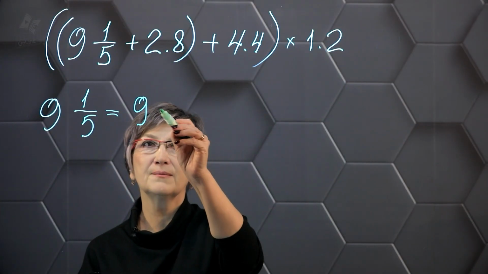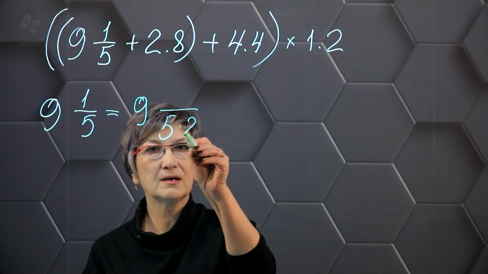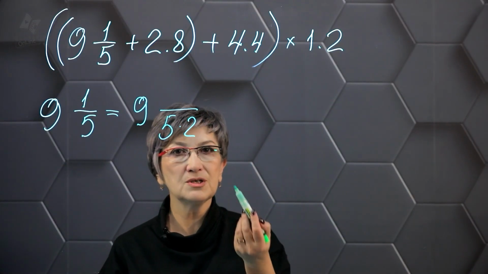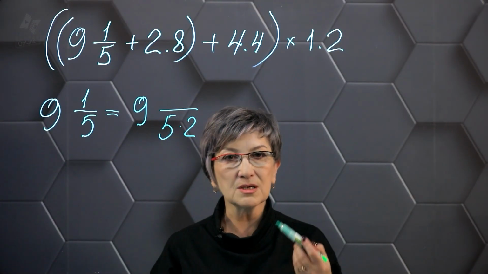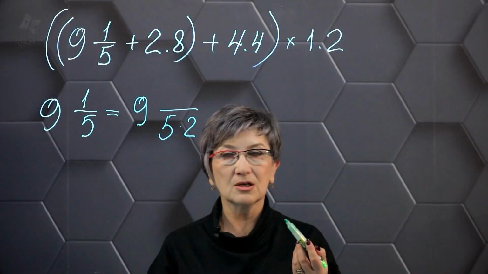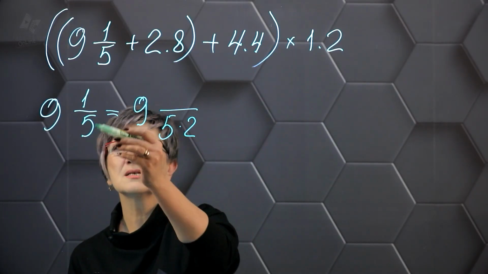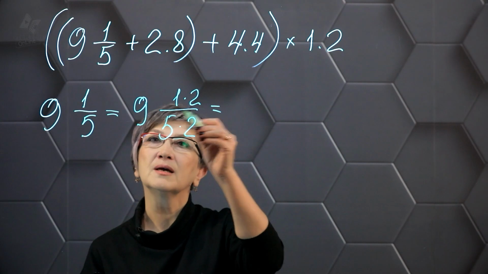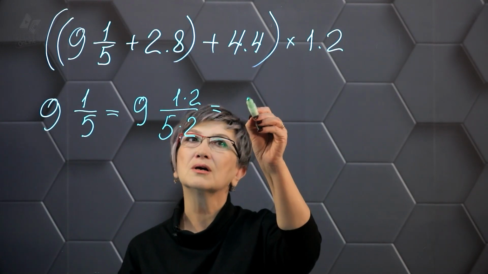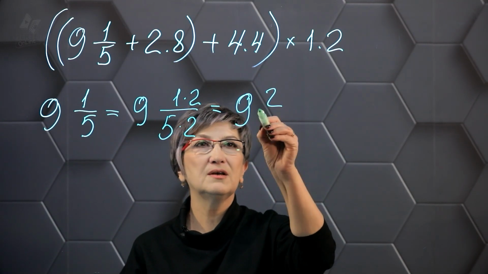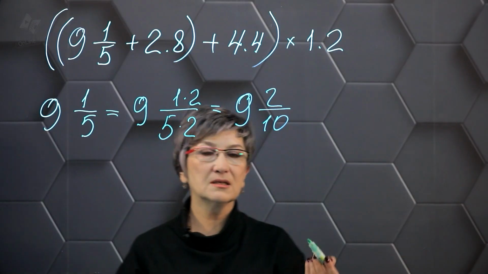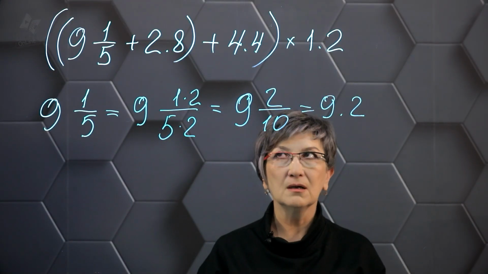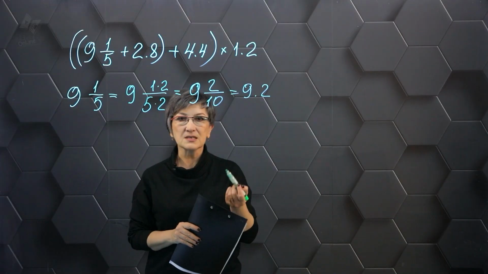If 5 times 2, then I know I've got 10 in the denominator. And then I can write it down as a decimal fraction. If I multiply the denominator by 2, then I must also multiply the numerator by 2. And then you get the following recording, 9 2/10. Now, let's proceed with the order of operations.